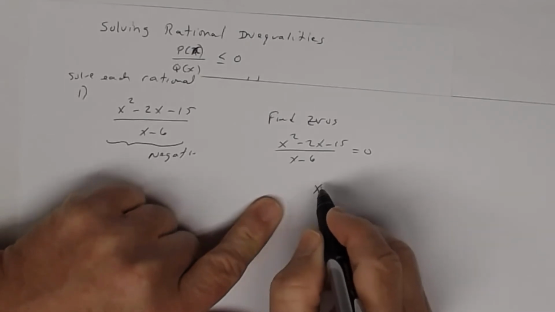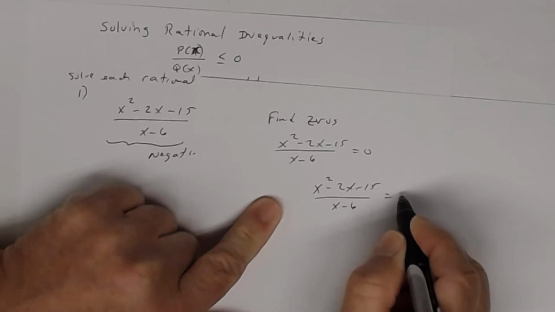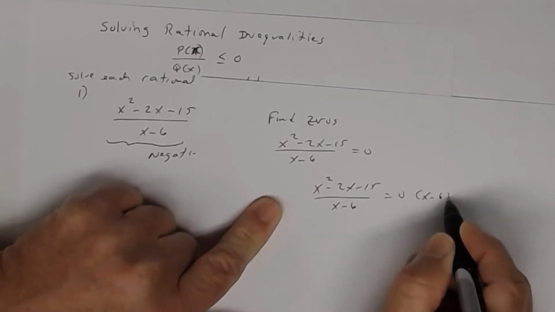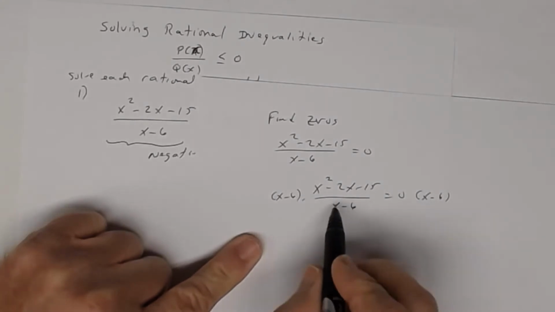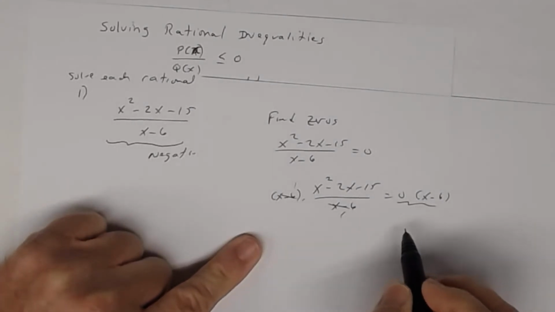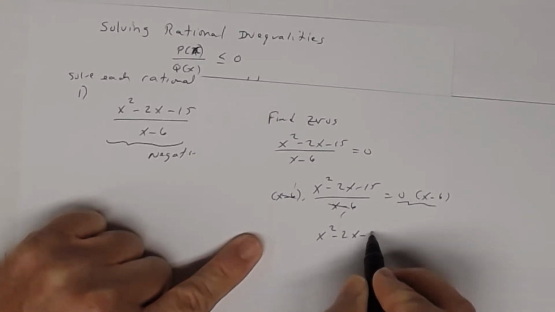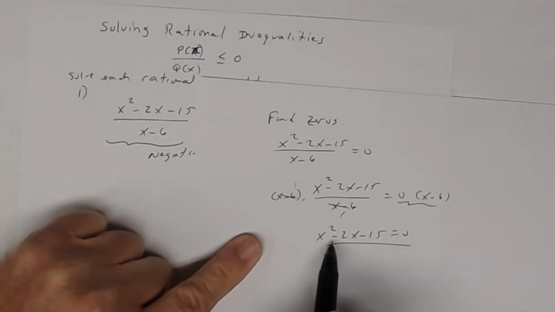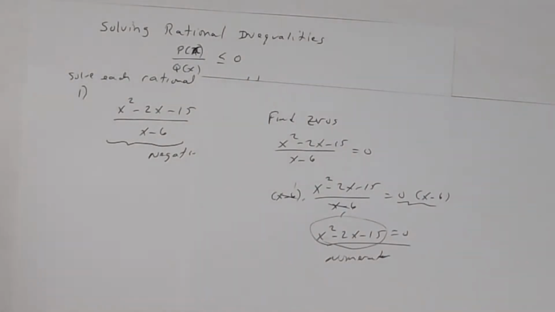Let me go ahead and rewrite this over. All right, so you're going to say times x minus 6 on both sides. So you're clearing the fractions, and these divide out. And then this side is 0, because 0 times x minus 6 is 0. I want you to notice what you have. You have x squared minus 2x minus 15 equals 0. But this is the numerator, isn't it? That's the numerator.